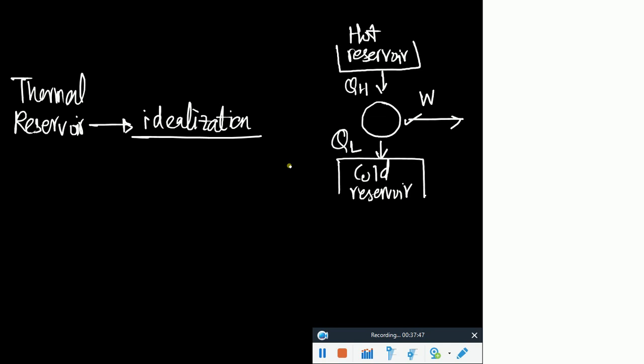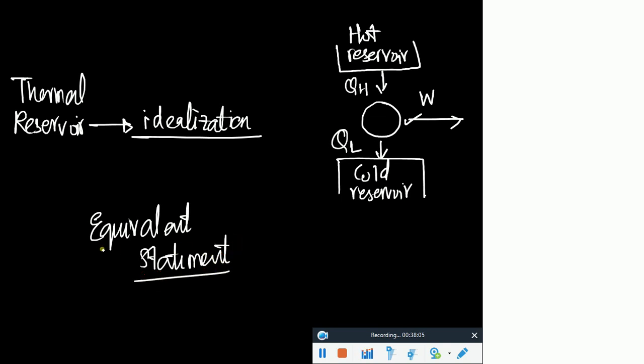So not even in the ideal case can we convert all the heat that our body is receiving from a hot reservoir into work. I hope you are quite clear about those two statements. I told you that those two statements are equivalent: the Clausius statement and the Kelvin-Planck statement, which are generally used. It means if you violate one, you would be violating the other.